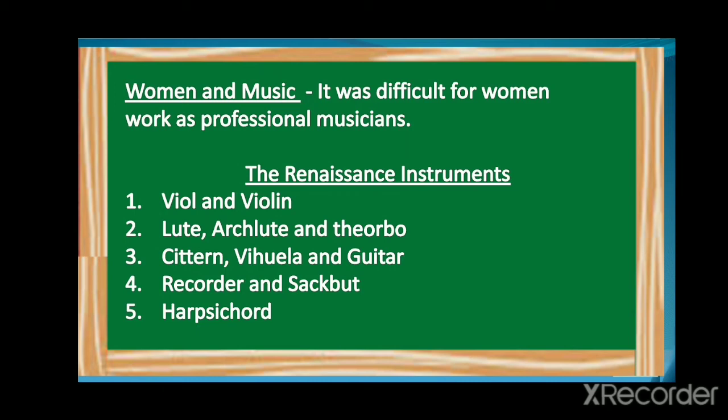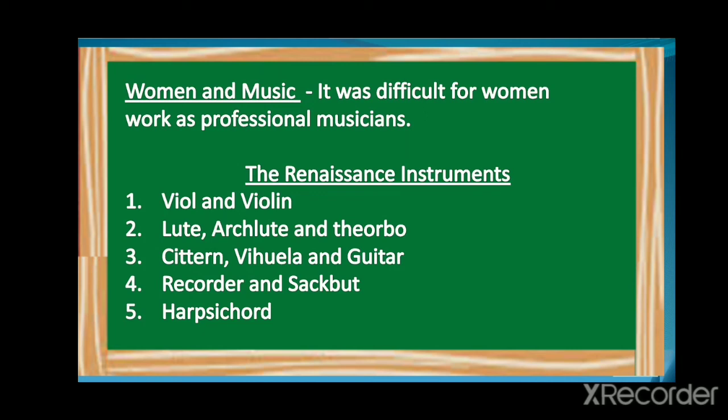Citern, viola, and guitar. The citern was a flat instrument played like the cittern. The viola was considered a musical instrument of the elite. The guitar traced its origin to the Greek kithara. The Renaissance guitar was smaller and quieter than the modern instrument. It was prepared for polyphonic music.